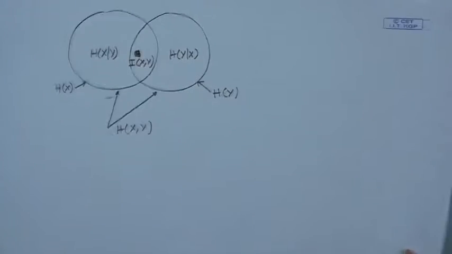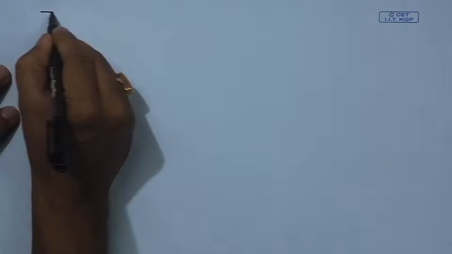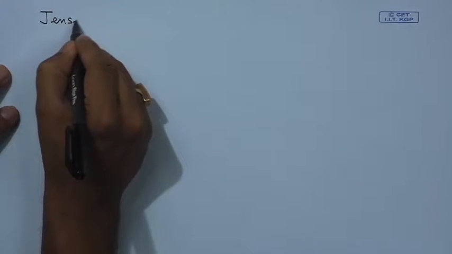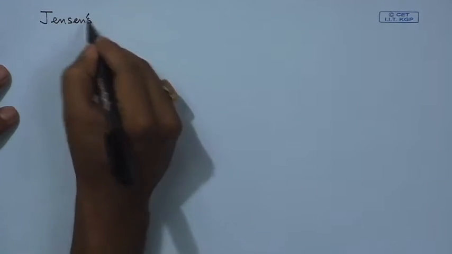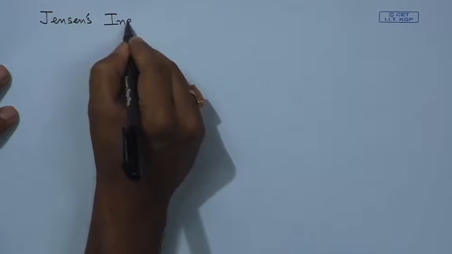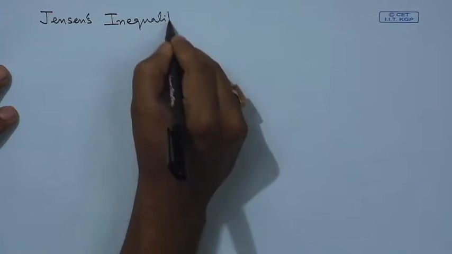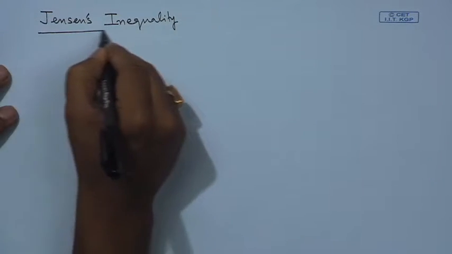Okay, so with this we move forward to define an important inequality known as Jensen's inequality. This is a very important inequality which we will use in some of the proofs where we show the positivity of some of the important constraints, and from which we also derive some of the important results.